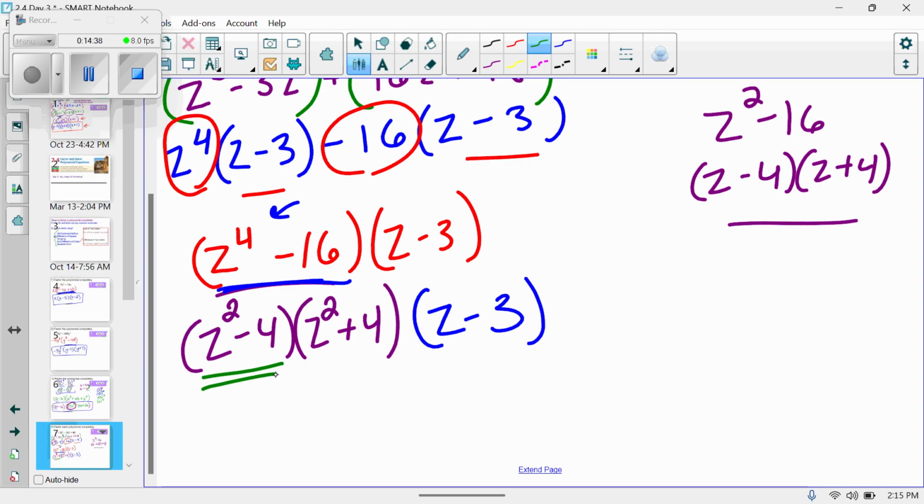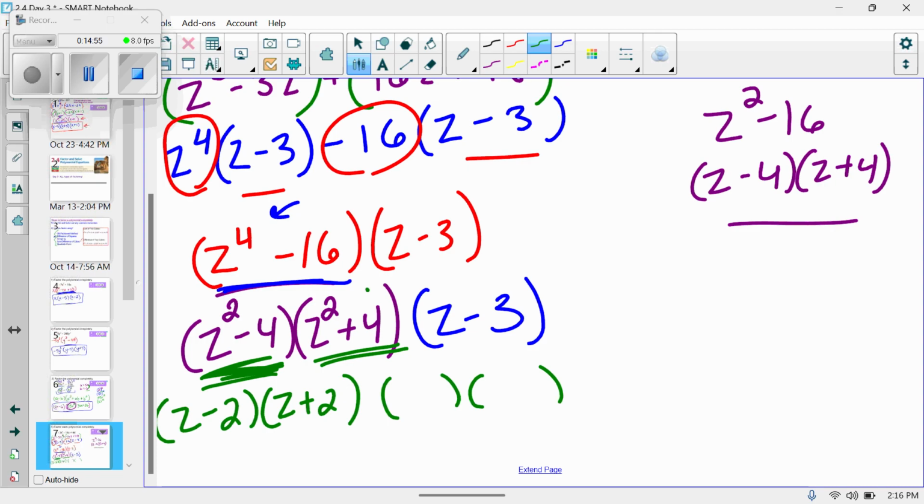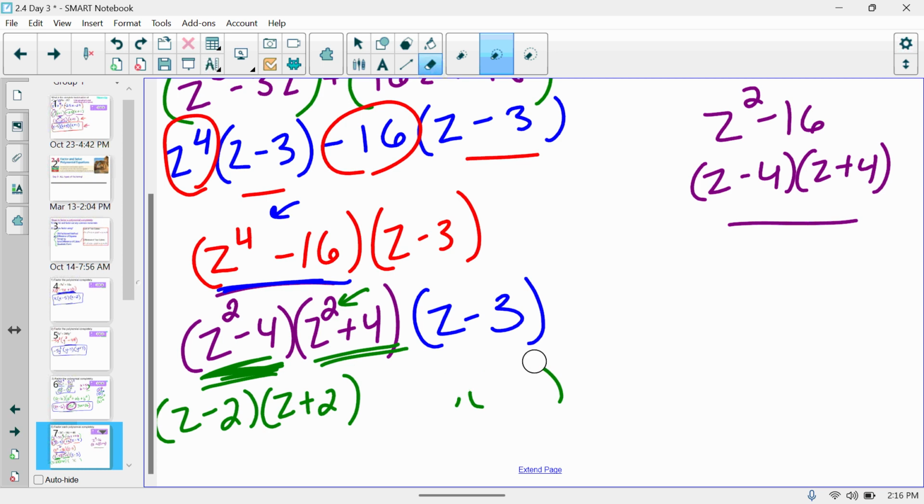It's a difference of 2 squares again because it's still a quadratic. Like we can do z minus 2 times z plus 2. If you're not sure, FOIL it out. You'll see that that equals this, okay? And then this part, you could ask yourself, can I FOIL something out? Because it's still a quadratic. But there's nothing you can FOIL out that would give you z squared plus 4. So you're just going to leave it alone.